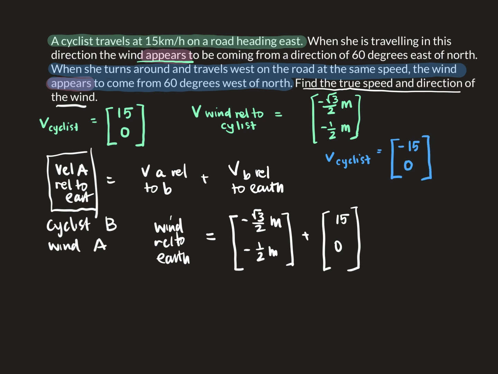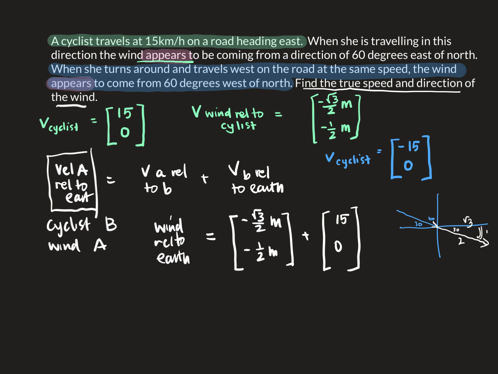And the wind, well, what's it doing? The wind appears to be coming from 60 degrees west of north. Well, if that's 60 in there, that's 30. It's coming from there, which means it's heading down this way, at an angle of 330 degrees or negative 30 degrees. Now I could use my calculator to work out that ratio, or I could just know that triangle.